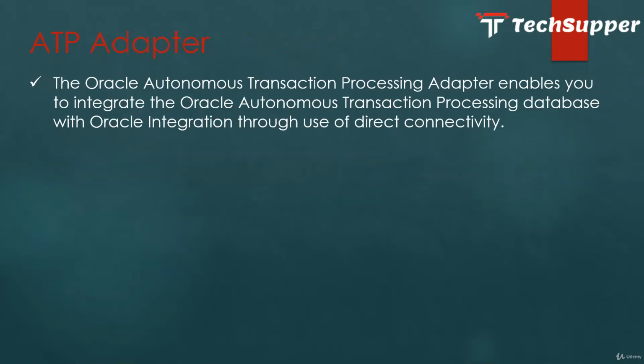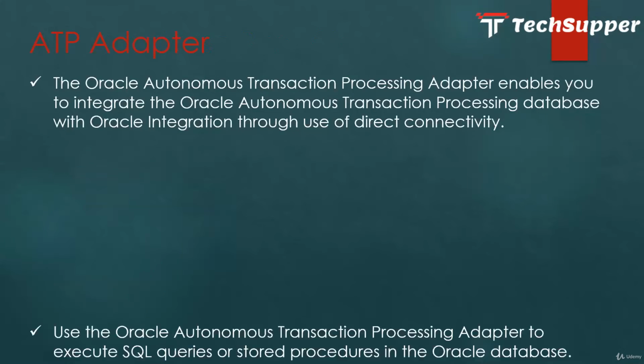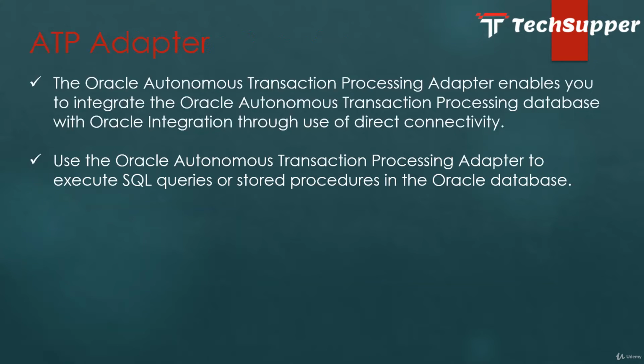Now, the ATP adapter. In Oracle Integration, there is an ATP adapter, an out of the box adapter which will help you to connect to the Autonomous Transaction Processing database. The Oracle Autonomous Transaction Processing Adapter enables you to integrate the Oracle Autonomous Transaction Processing Database with Oracle Integration through the use of direct connectivity. So, the ATP adapter will allow you direct connectivity with the ATP database without the connectivity agent. It is used to execute SQL queries or stored procedures in the Oracle database.